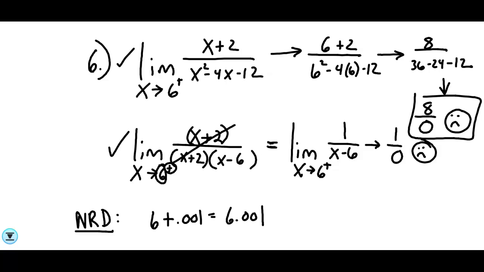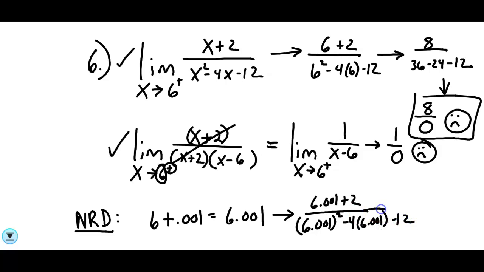So that would be 6.001 plus 2 over 6.001 squared minus 4 times 6.001 minus 12. And then I'm just going to use my calculator to figure out what that equals. And I end up with 1,000. And so whenever I end up with 1,000, that would indicate that this limit is going off into infinity.